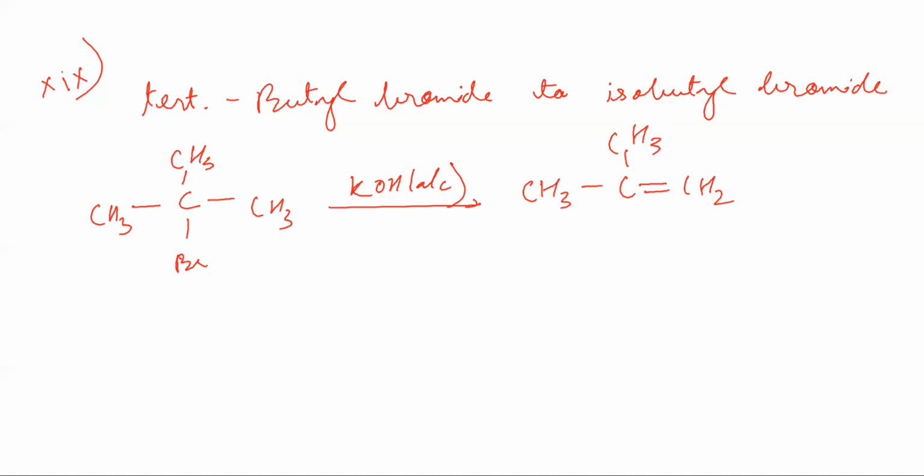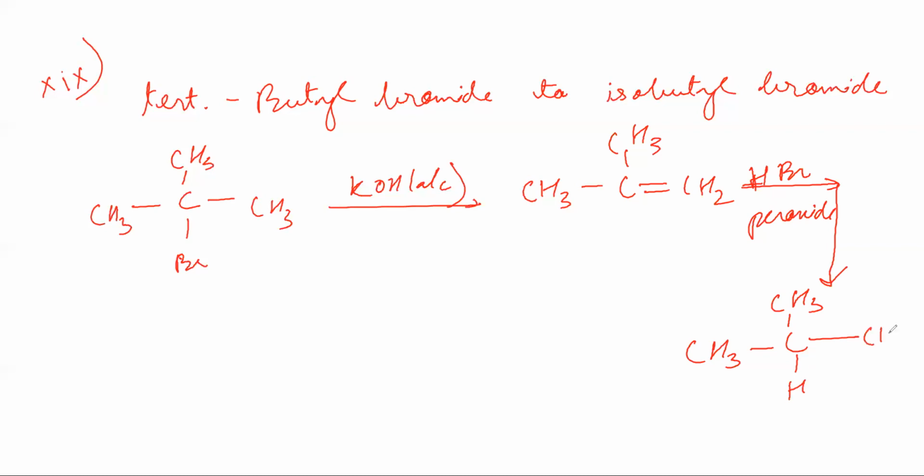Isobutyl, then what reagent should you keep? Plus, or you can directly write HBr in presence of peroxide. The anti-Markovnikov's rule will be followed, and you can write the product as this. You are going to get isobutyl bromide. Isobutyl bromide. Okay. Then next we can go for the next reaction.